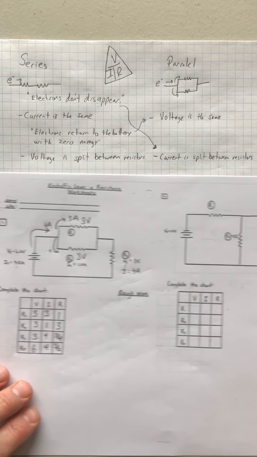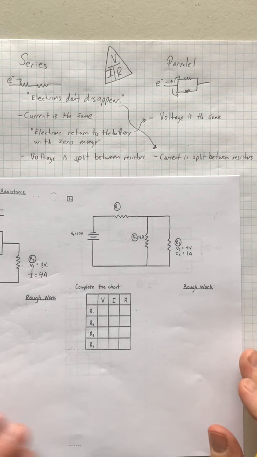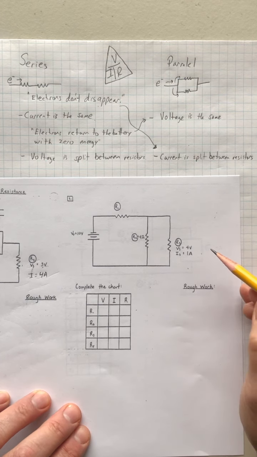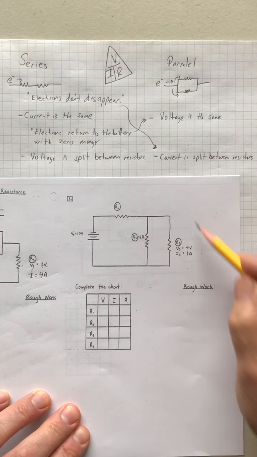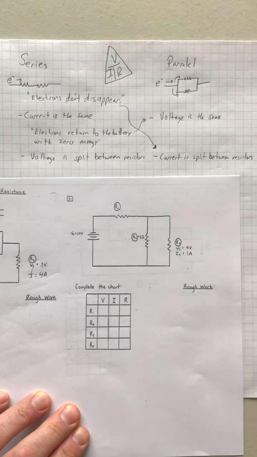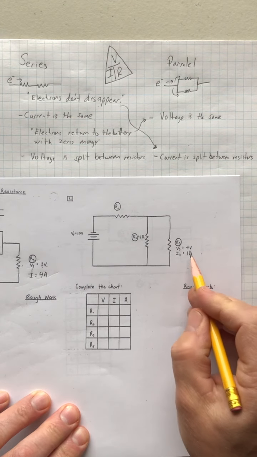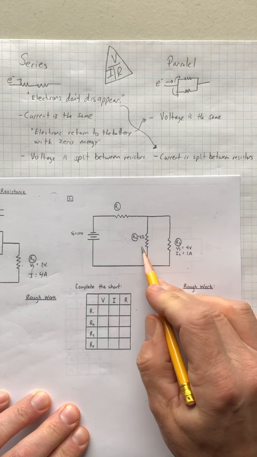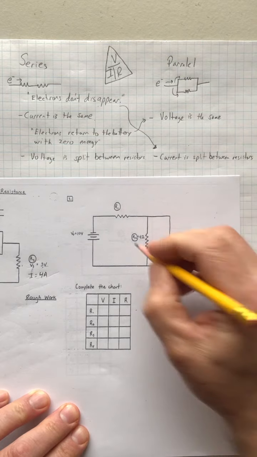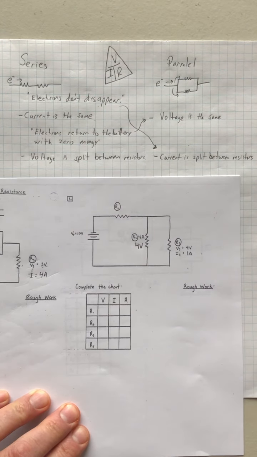Okay, let's take a look at the next one. You can also group these guys. Like this here is one big parallel part. But let's take a look at it. 10 volts. This guy's 4 volts. This one's in parallel to it. The voltage will be the same, so this one will also be 4 volts.